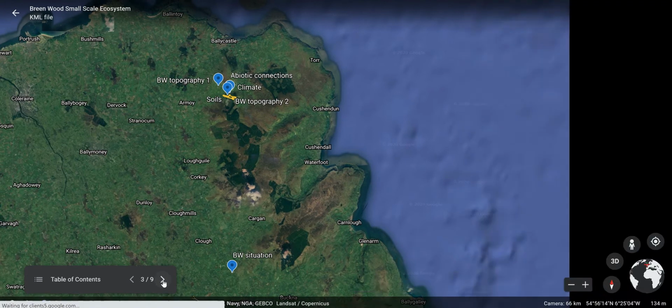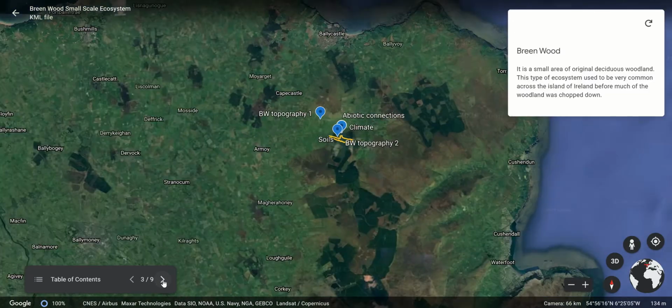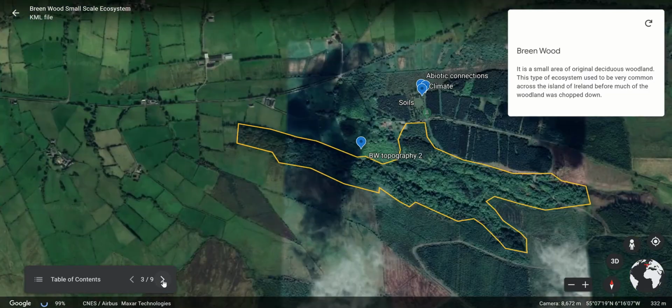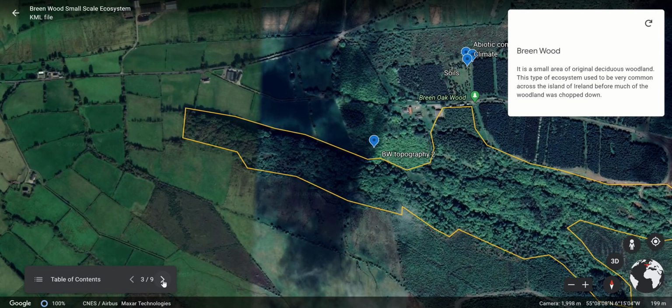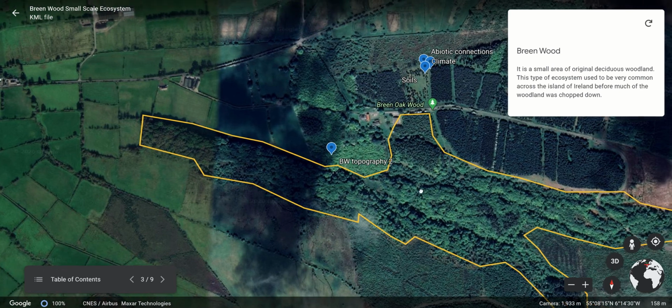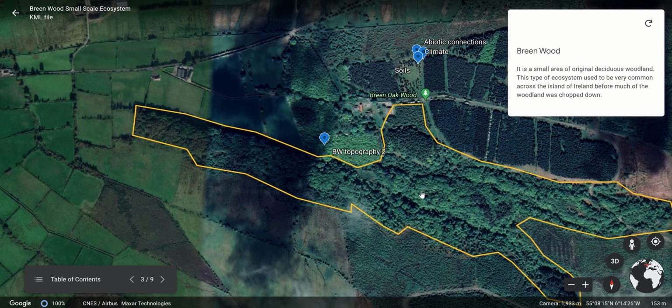Now let's zoom in a little bit closer, to get a bit of a sense of Breen Wood itself. It's this beautiful little original deciduous woodland found in this part of the county of Antrim. Ireland used to be covered in woodland like this, but most of it has been chopped down for firewood and building materials and to make way for farmland. But there are a few little pockets of the original forest that exists, and Breen Wood is one of those. It's almost an enchanting, magical place to visit.